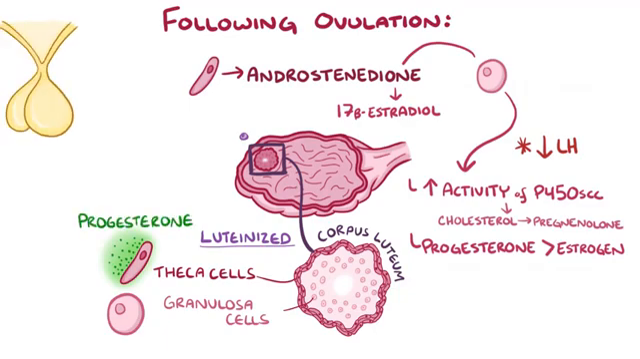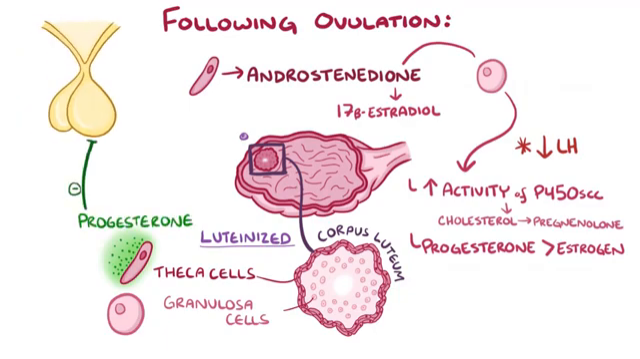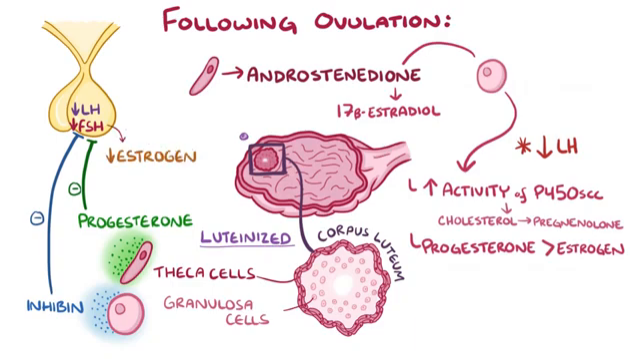Progesterone acts as a negative feedback signal on the pituitary, decreasing release of follicle-stimulating hormone and luteinizing hormone. At the same time, luteinized granulosa cells begin secreting inhibin, which similarly inhibits the pituitary gland from making follicle-stimulating hormone. Both of these processes result in a decline in estrogen levels, meaning that progesterone becomes the dominant hormone present during this phase of the cycle.